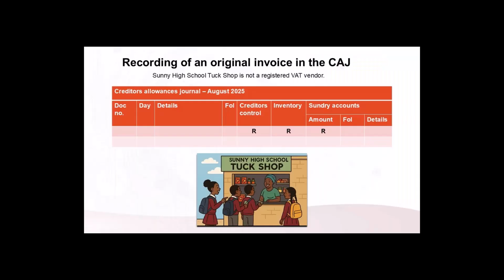The source document for the creditors allowances journal is the original credit note that we receive from the supplier. The first column in our creditors allowances journal that we need to complete is the document number, and for that we will need our credit note number. Let's go look for it.